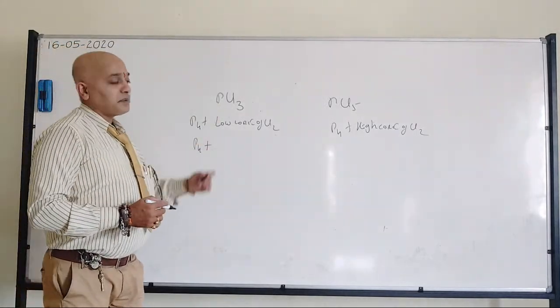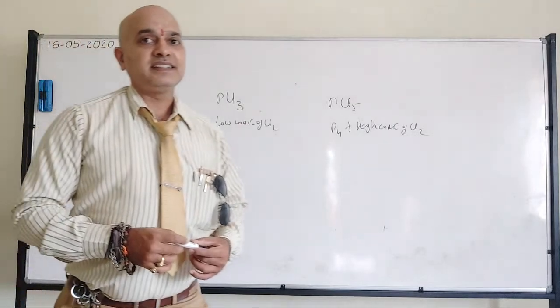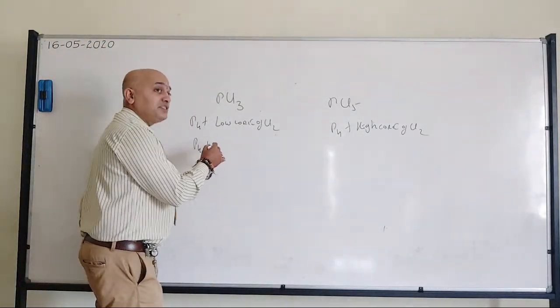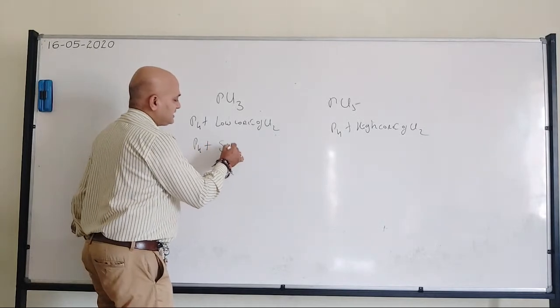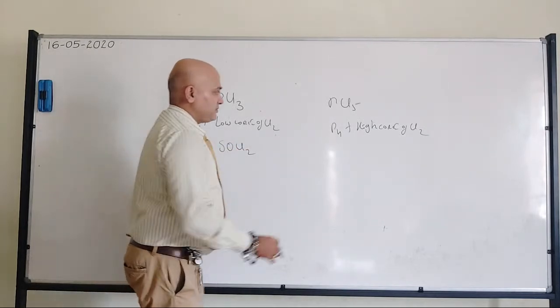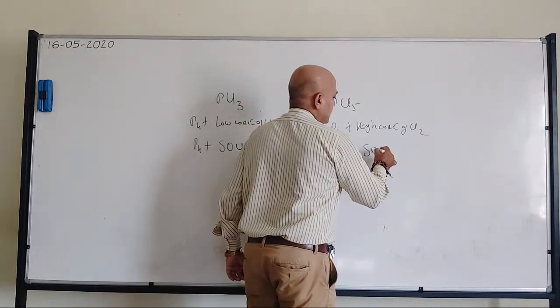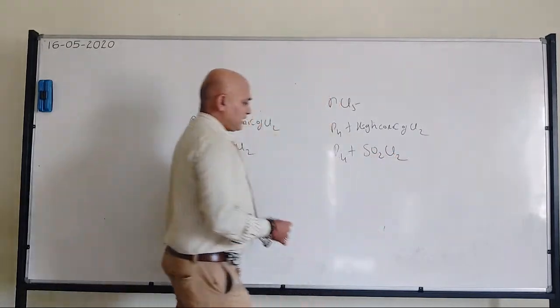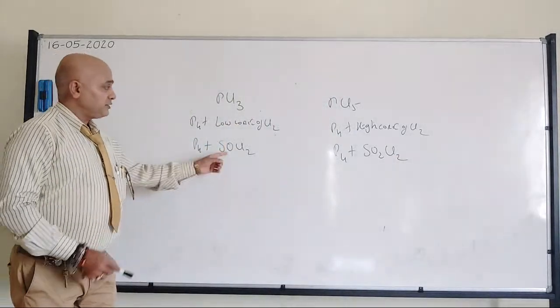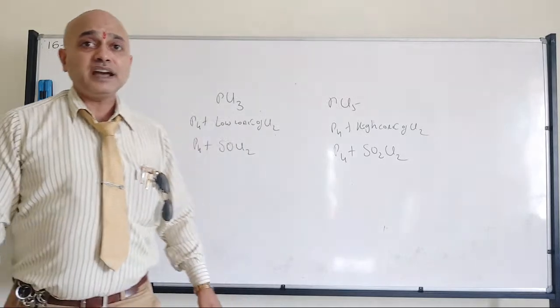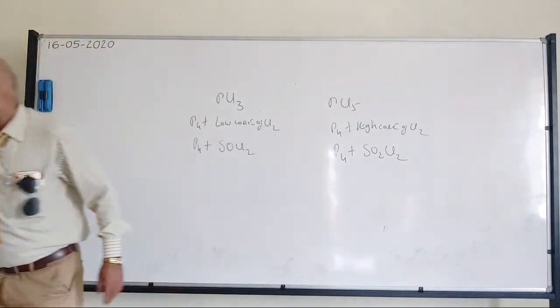I am talking about preparation of PCl3. Anyone? Thionyl chloride, that is SOCl2. But here it will be P4 plus SO2Cl2, that is sulfuryl chloride. So thionyl chloride, sulfuryl chloride. So that's where we have the different reactor.